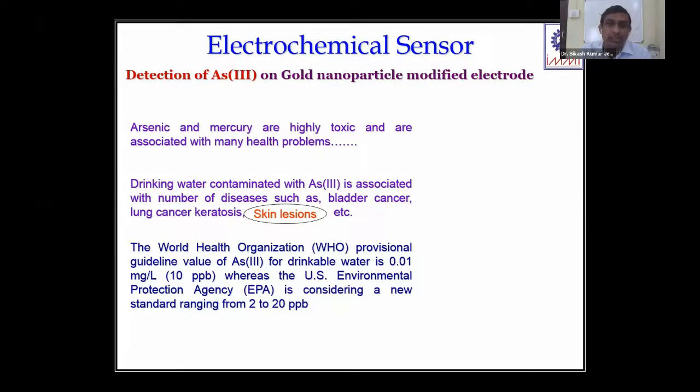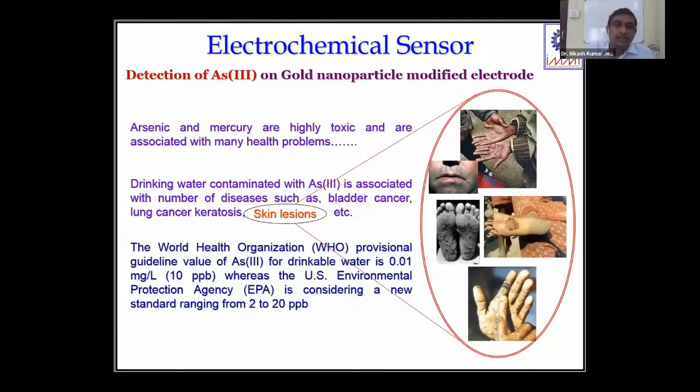One example is arsenic. Another example is mercury. These are highly toxic and they are associated with many health problems. One you can see is arsenic. When you take arsenic contaminated water every day, it creates different diseases, like you can see lung cancer, keratosis, and skin lesions, as in some of the people in this arsenic contaminated area. Those people are living there and taking this arsenic contaminated water.